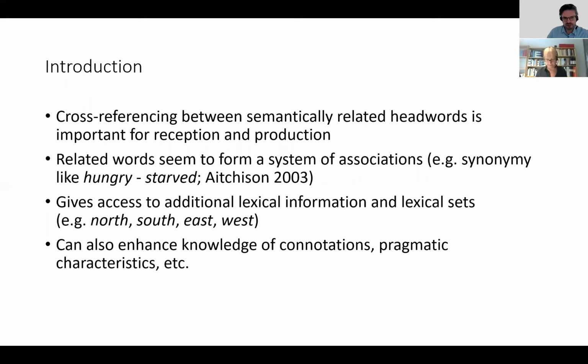Cross-referencing between nouns such as north, south, east, and west provide additional information on what these words actually mean. And these cross-references provide knowledge of connotations, pragmatic characteristics, and so on. For example, chubby, corpulent, fat, plump, and stout, how these are related.